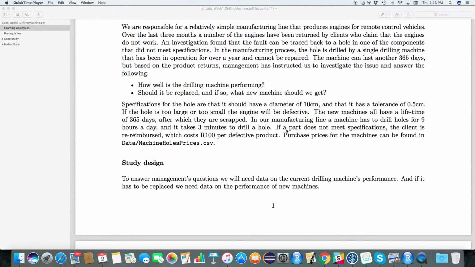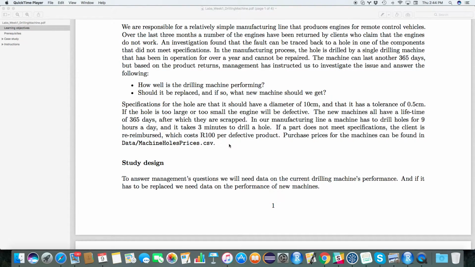So when a part does not meet specifications, the client is reimbursed. That costs us about 100 Rand for the defective product. Okay, so this is all new information. We now need to use this information to get to a true cost of each one of those machines. So we've now looked at the machine part in industrial engineering. Now we're going to have to look at the money part and see if we can get a balance there.